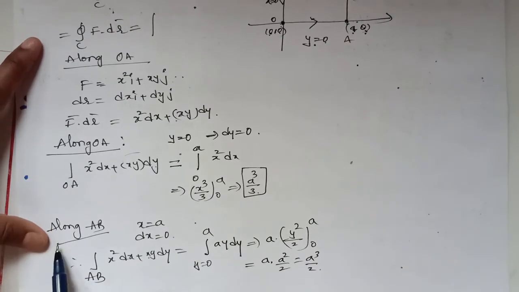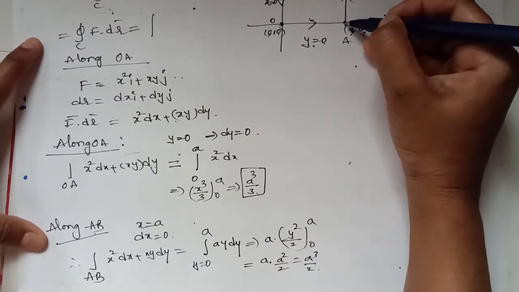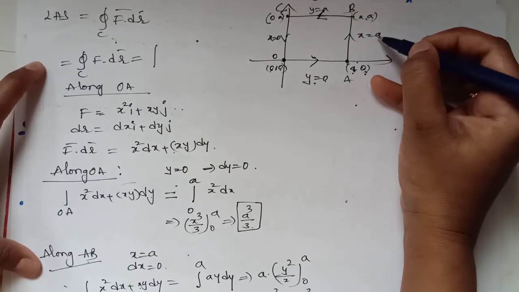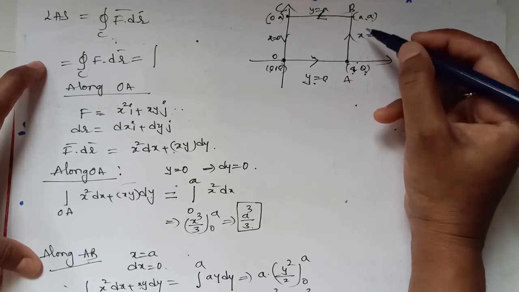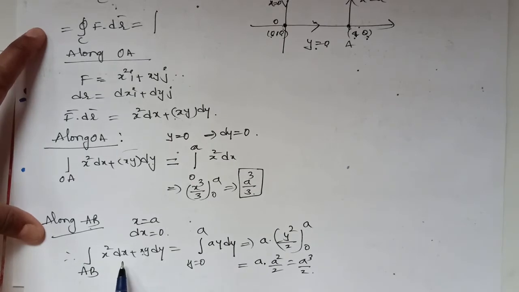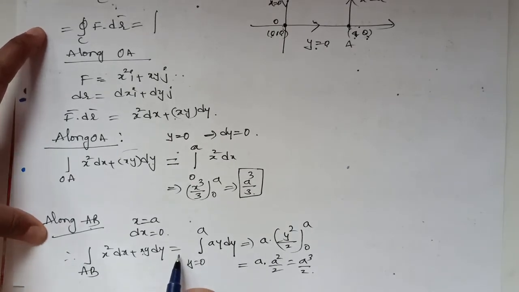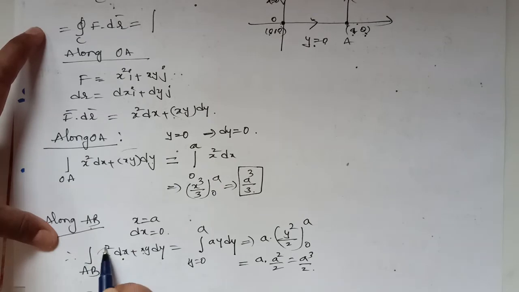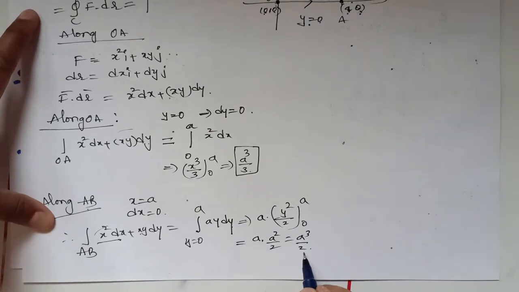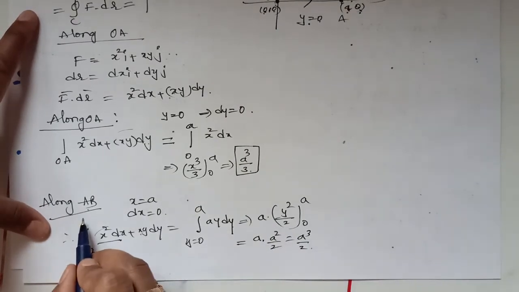Once again I'll explain. Along AB, x is equal to a. When x is equal to a, y limits are from 0 to a. Therefore along AB, x square dx plus xy dy, when dx is 0, this complete term becomes 0, and by substituting x is a, you get ay dy. Y limits are from 0 to a, therefore you integrated and we got a cube by 2 as the value along AB.